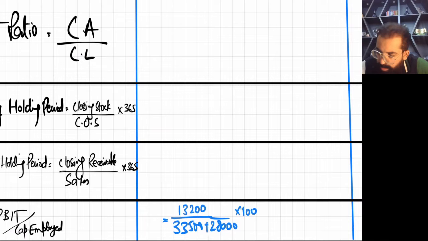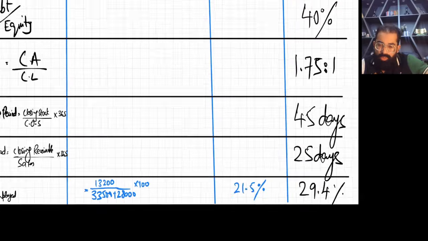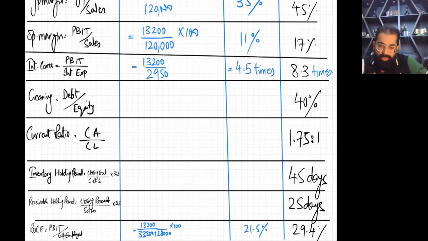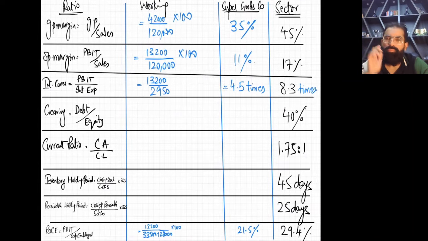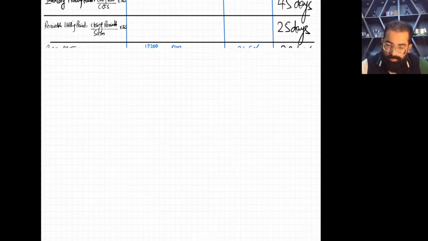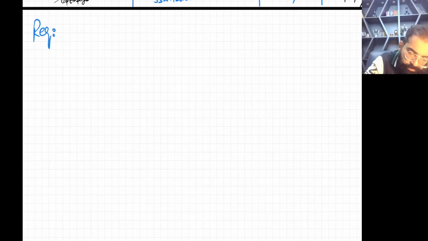Okay, so this is going to be 21.5%. I'm sure you can see this. You can see the screen. Now, if I discuss requirement B, financial performance.